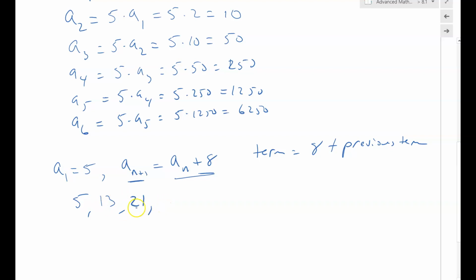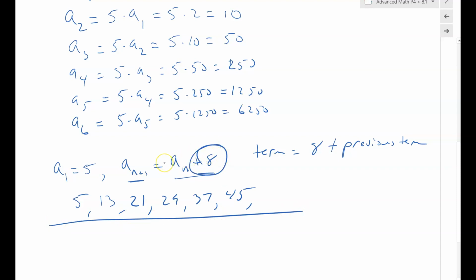Then to get the next one, what am I going to add to this one? 8. That's 29. What am I going to do to get the next one? Add 8. That's 37. Do you see what I'm doing here? I'm going to add 8. That's 45. The beauty of a recursive sequence is I can quickly get the first 5 terms because all this is telling me to do is add a number to the one before it.